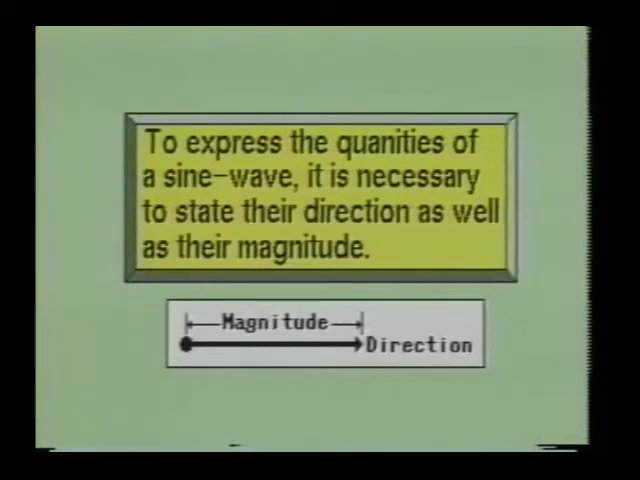To express the quantities of a sine wave, it is necessary to state their direction as well as their magnitude. This is accomplished by means of a straight line called a vector. The length of a vector will be proportional to the magnitude of the quantity. The arrow is placed at one end of the line to indicate the direction of the quantity.